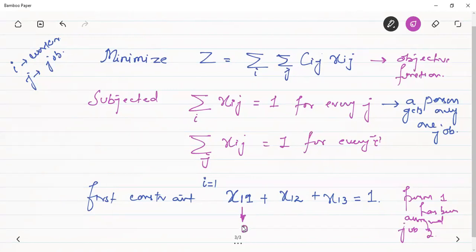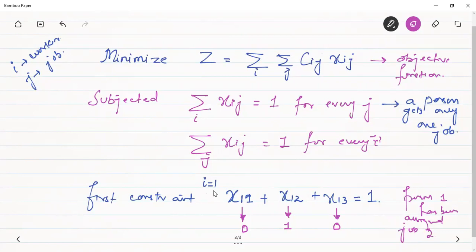Because I told you that x11 will have only two values. Either it will be 1 or it will be 0. x11 will be equal to 1 if worker 1 has been assigned job number 1. But worker 1 has been assigned job number 2. Therefore, x12 will be equal to 1 and x13 should again be equal to 0, because the first worker has not been assigned job number 3. Therefore, it is equal to 0. So in short, what does this constraint represent? It represents that if there is a person, he will get only one job.